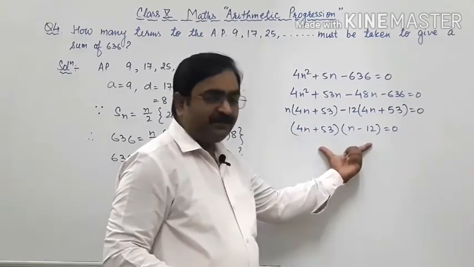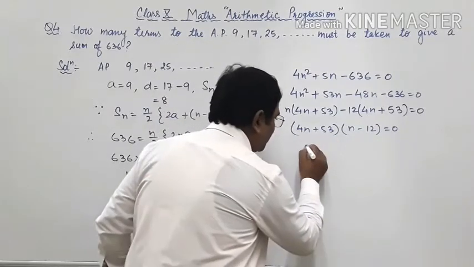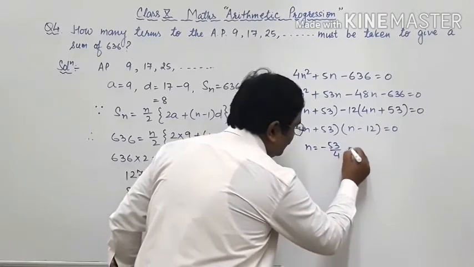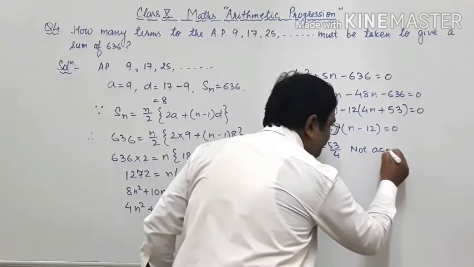So with the factors of this, you will get two values of n. From this you will get n equals minus 53 upon 4, which is not acceptable.